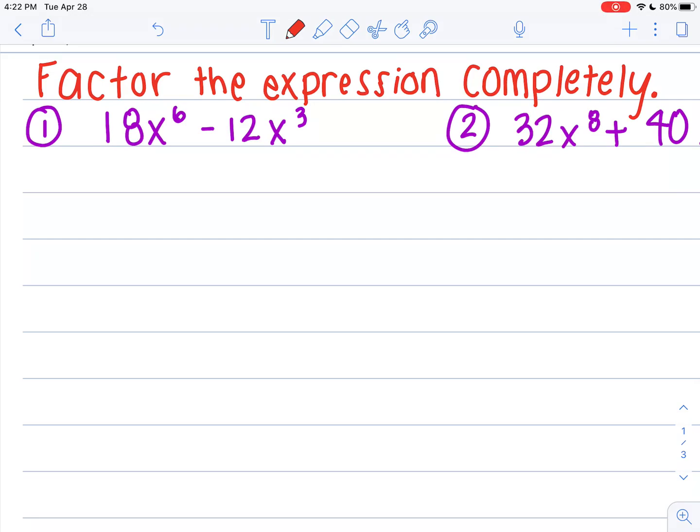Okay, so I'm gonna do another video on factoring. I know a lot of you guys still had questions after the last video, so I'm gonna show you a different way to factor in case the factor tree was confusing. So let's take a look first at the numbers.